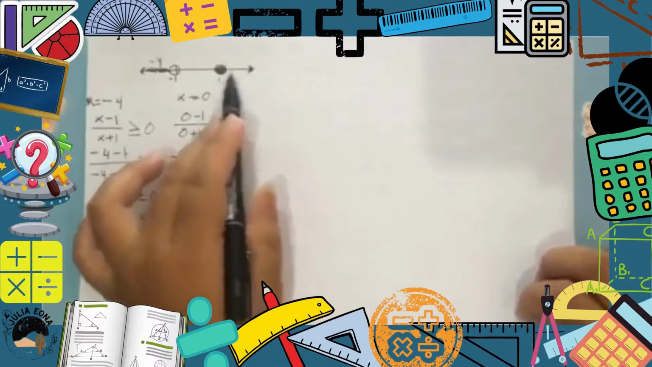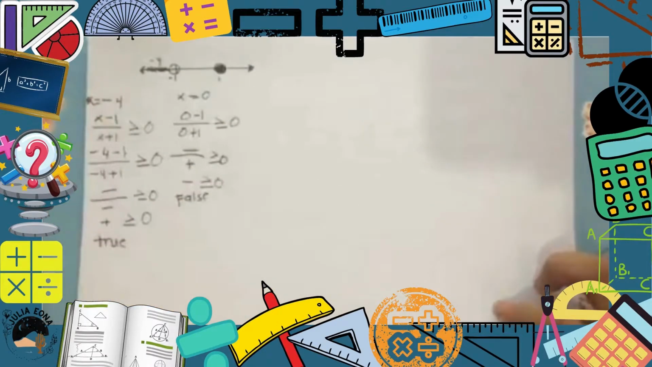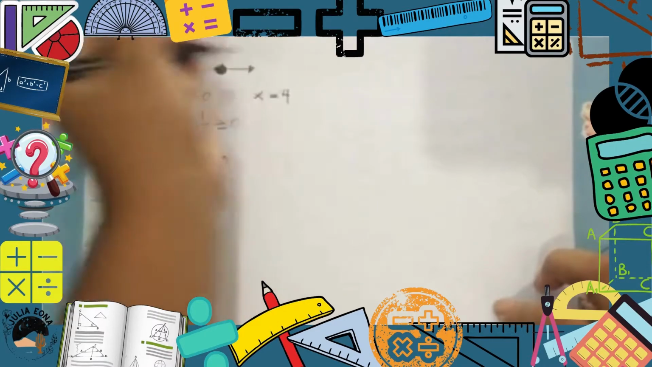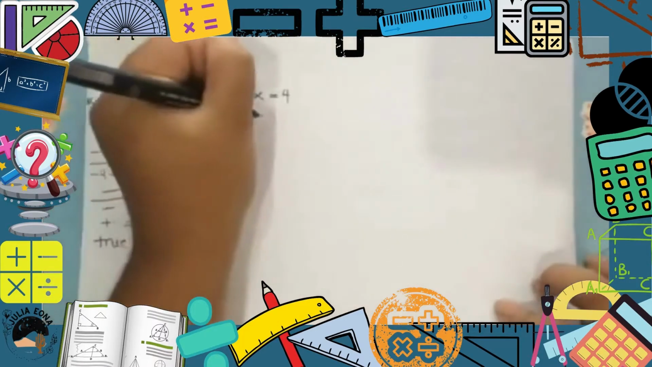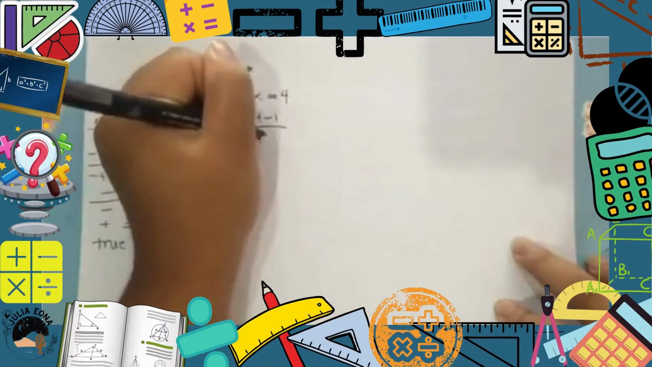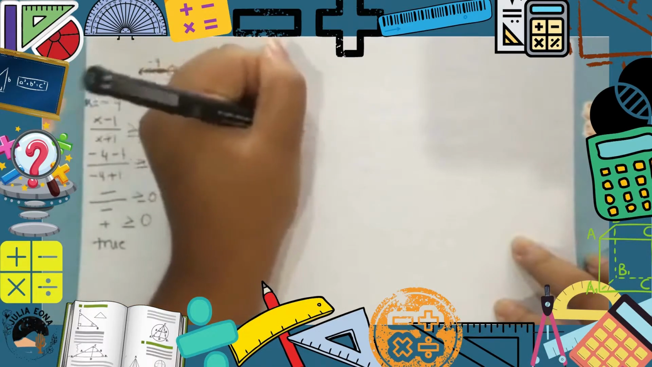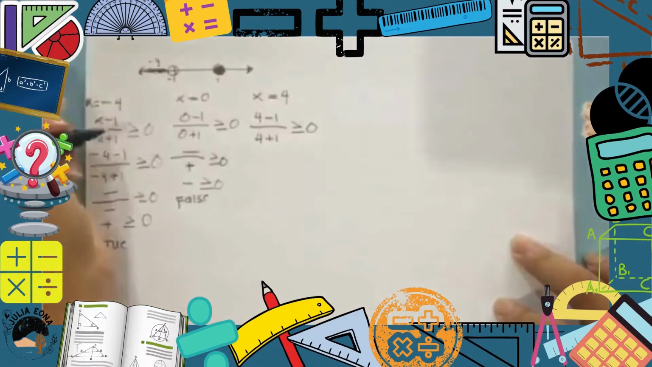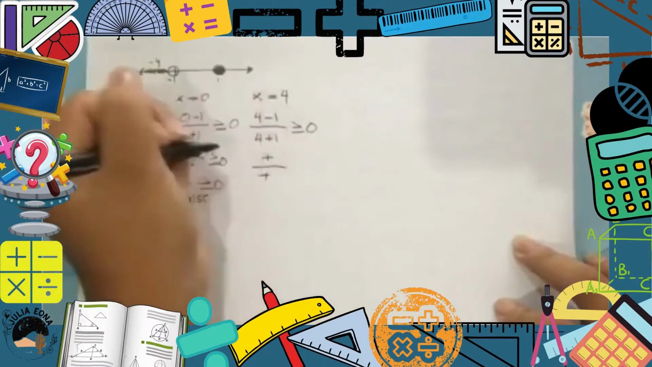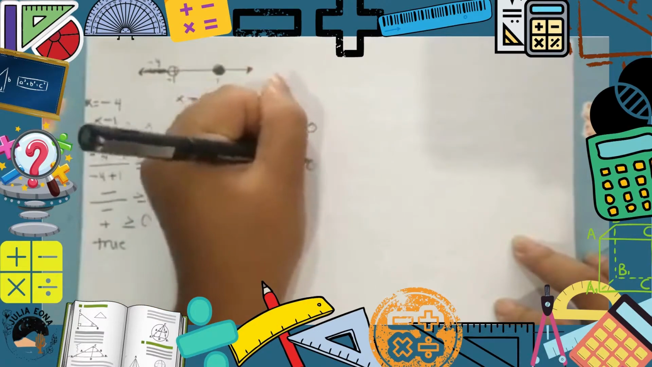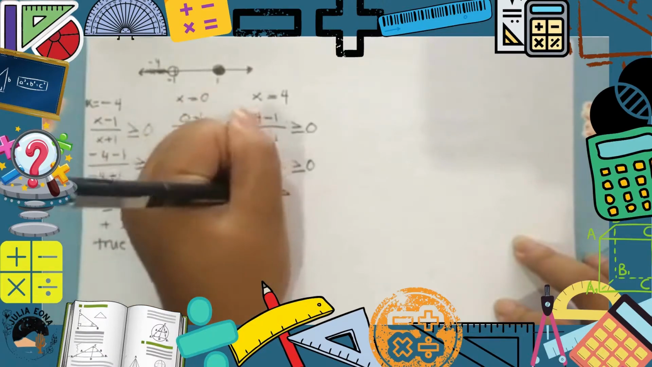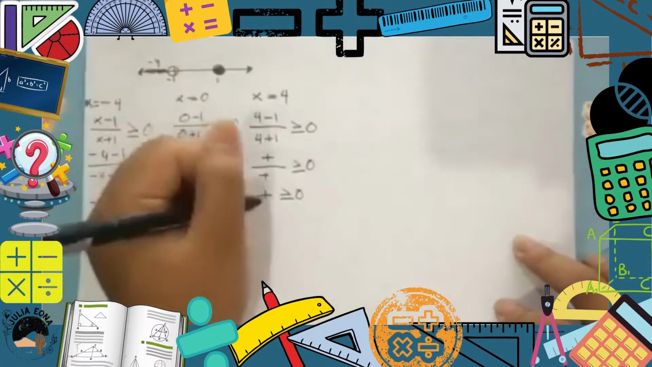Next, let's go to this range. We're going to have 4, positive 4. So 4 minus 1 over 4 plus 1 greater than or equal to 0. So positive over positive is positive, greater than or equal to 0. So it is true.